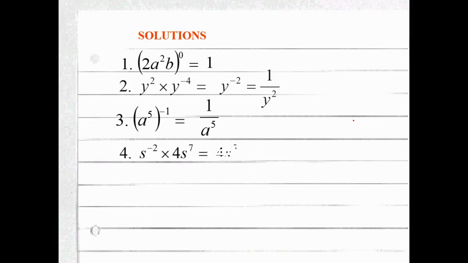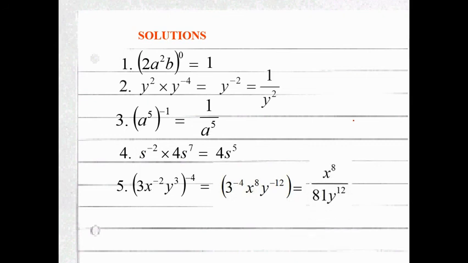What are we looking at here? All we have to do is add them together. 7 minus 2 is 5, so you get 4s to the 5th. What about this one? So they distributed the -4 to everything. Then whatever was negative, they reciprocated it to the denominator, and then they took the 3 to the 4th and made it 81.